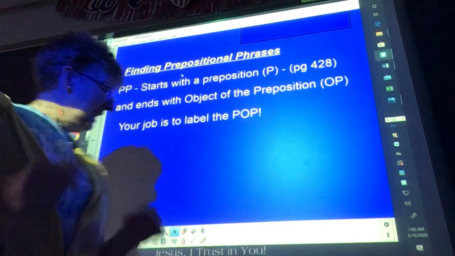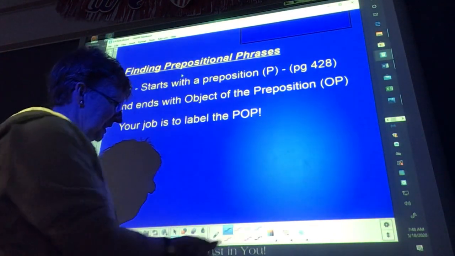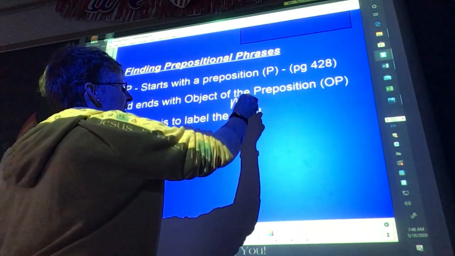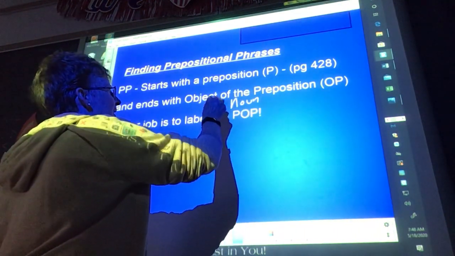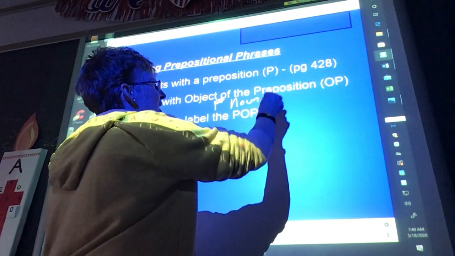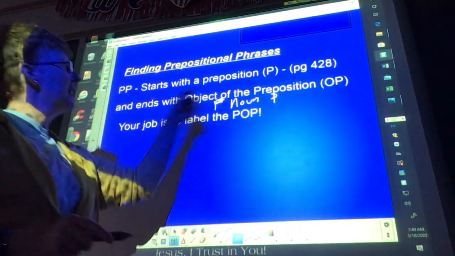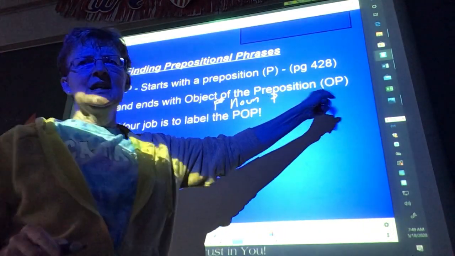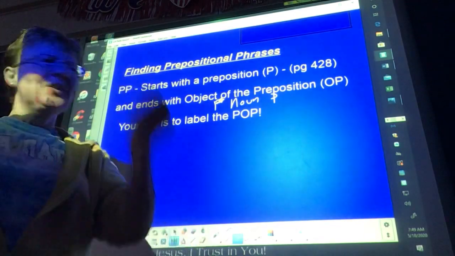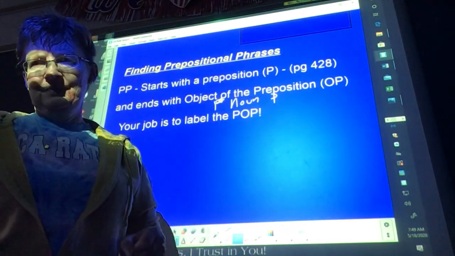Now, what is the object of the preposition? Well, let me tell you. It's the noun, the first noun that follows the preposition, P. So the object of the preposition is a noun, and it comes after the preposition.